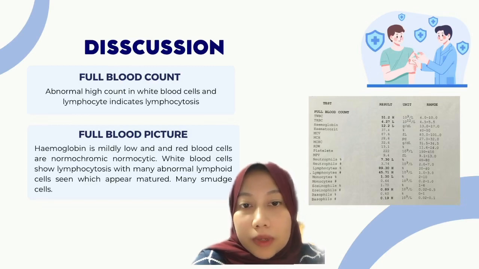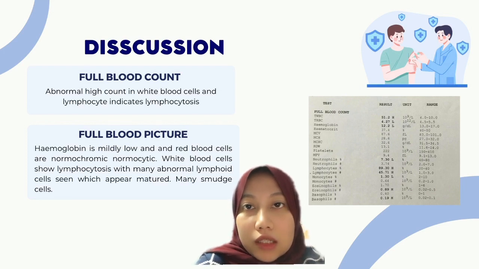The most important part of the screening test is the full blood picture test, as it can show the morphology of the cells. For these test results, it was reported that hemoglobin is mildly low and red blood cells are normochromic normocytic. The white blood cells show leukocytosis with lymphocytosis, numerous abnormal lymphoid cells seen, which appear mature, and many smudged cells are also noted. Platelets are adequate. As for interpretation, features are suggestive of lymphoproliferative disease.